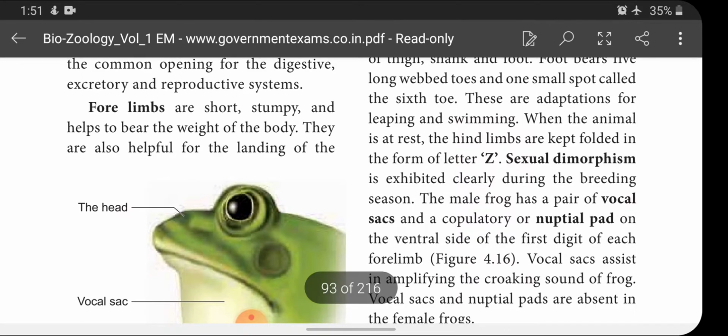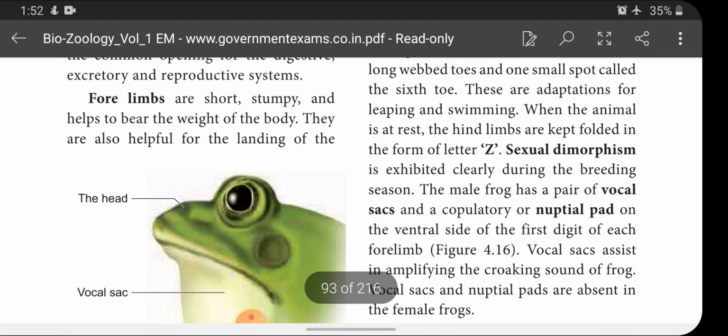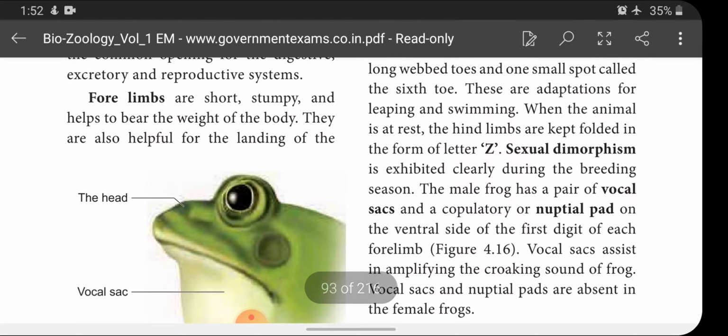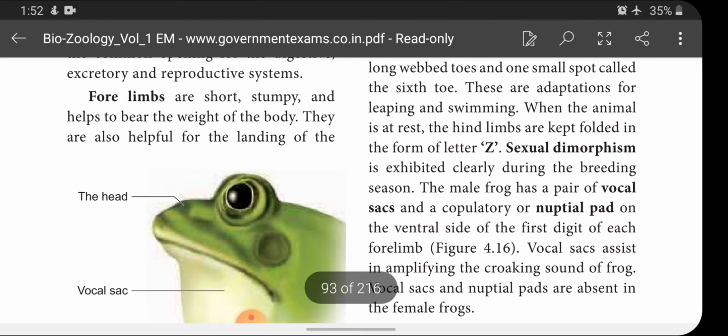Sexual dimorphism is exhibited clearly during the breeding season. The male frog has a pair of vocal sacs and a copulatory or nuptial pad on the ventral side of the first digit of each forelimb. Okay. So, when the frog is at rest, it keeps its hind limbs in the form of Z.